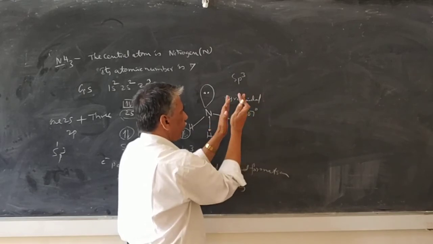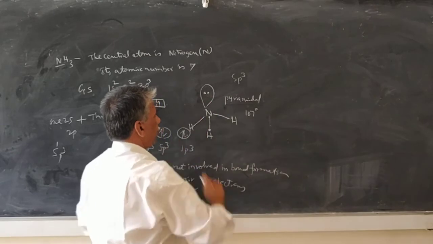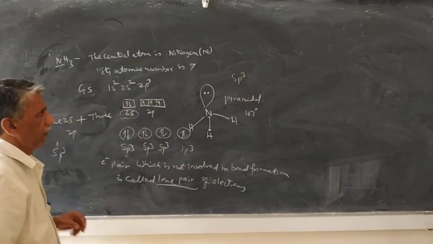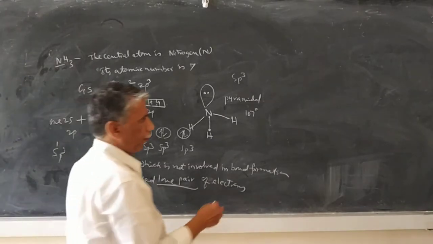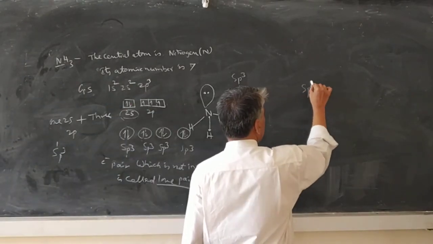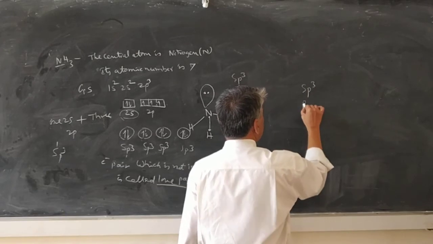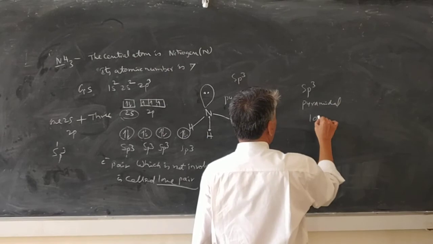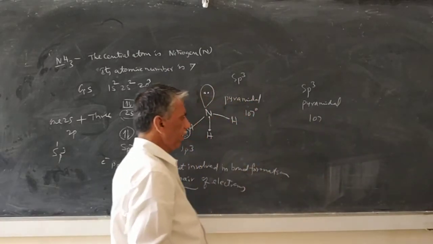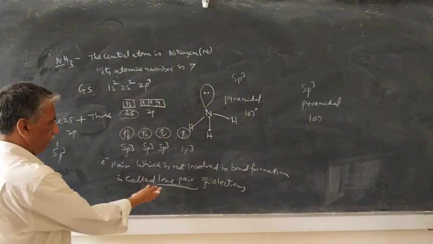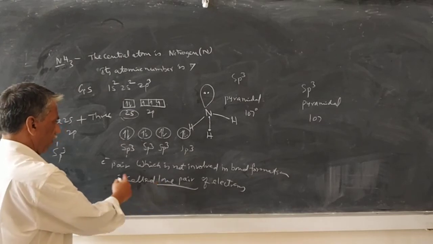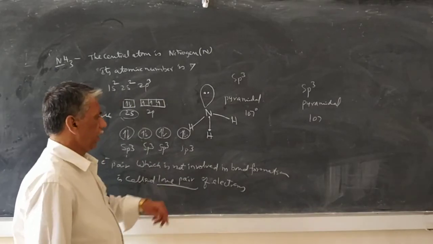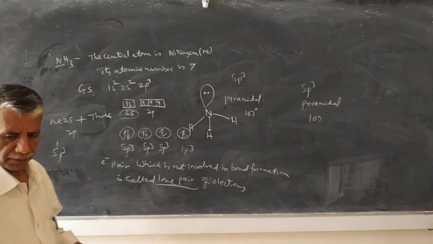All this is due to the presence of lone pair of electrons. So this is about the ammonia molecule. The ammonia molecule involves sp3 hybridization. Its geometry is pyramidal and its bond angle is 107 degrees. Okay, and also have the definition of lone pair electrons: an electron pair which is not involved in bond formation is called lone pair of electrons.